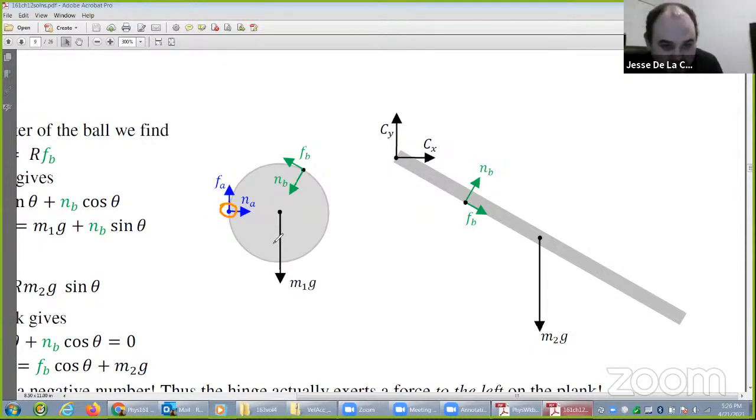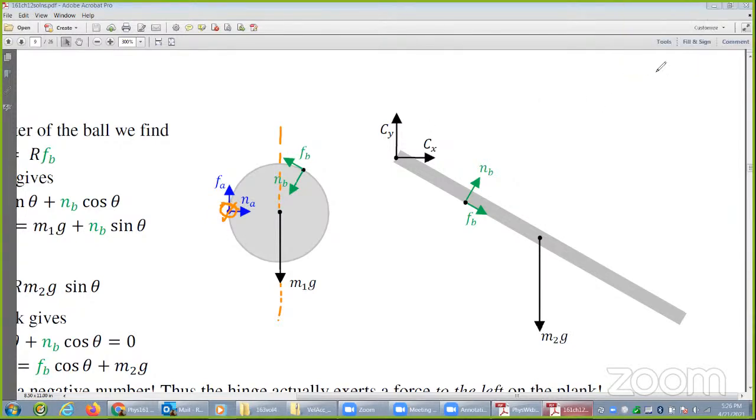Would it be the mg pointing down too, since it goes all the way to the right, or does that not work? That line of action does not go through the pivot. Got it. So that is a bad choice because I claim you can get rid of 3 forces. Is it the center of the circle?